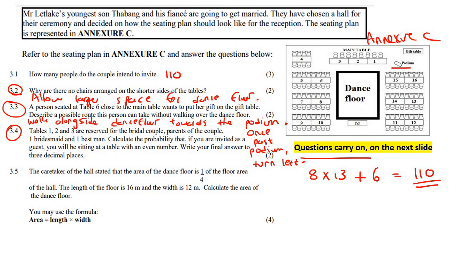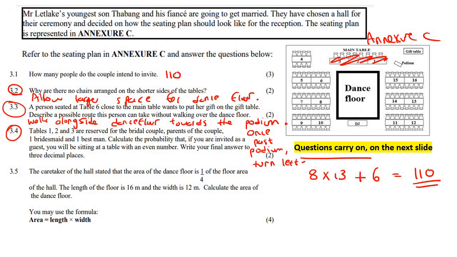Okay, and then 3.4, tables 1, 2, and 3 are reserved for the bridal couple, the parents, 1 bridesmaid, and 1 best man. Okay, remember this is the special VIP area. Okay, calculate the probability that if you are invited as a guest, you will be sitting at a table with an even number. Write your final answer to 3 decimal places. Okay, so let's just ignore the fact that we could be the bridesmaid or we could be the best man. Let's just pretend we are not going to sit there at all, okay?